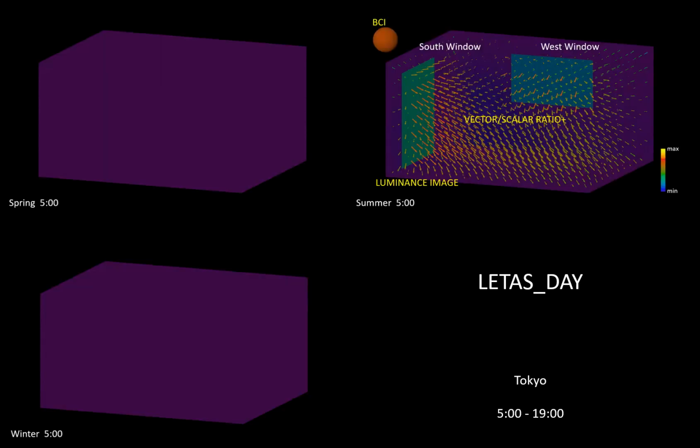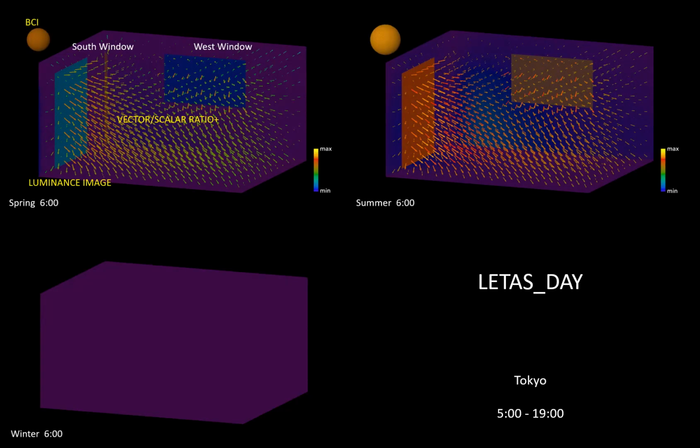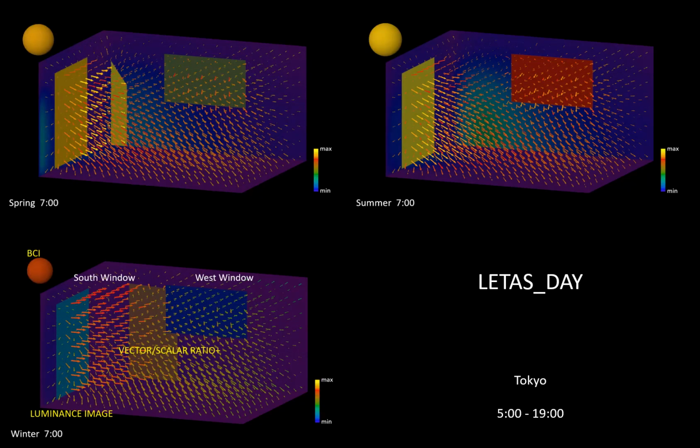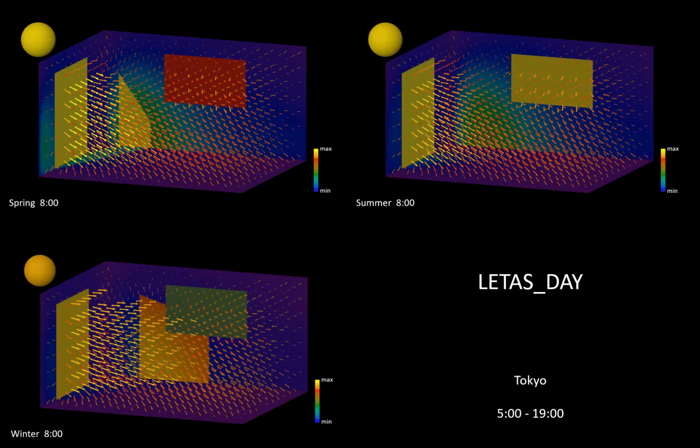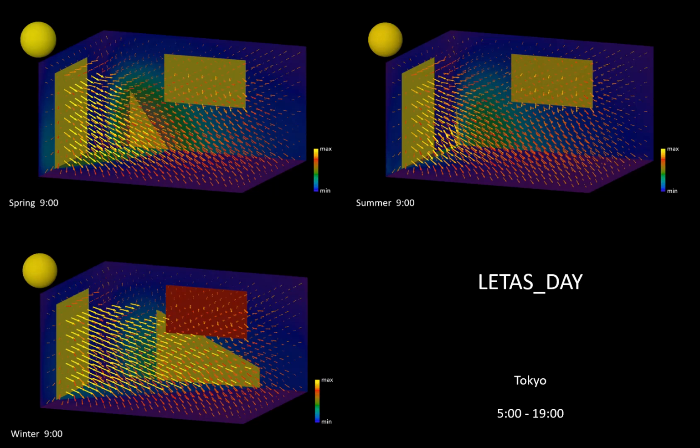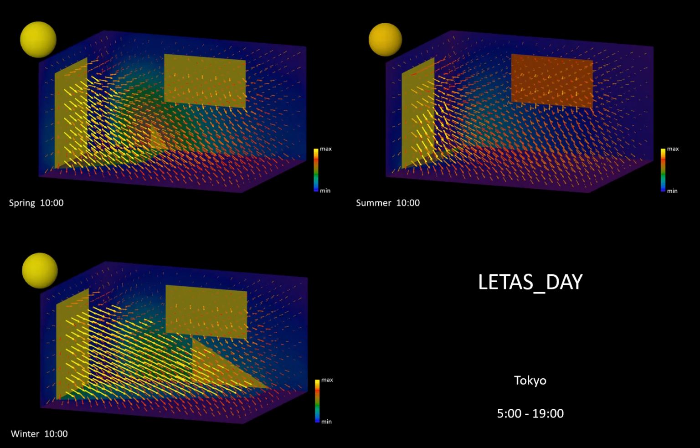Here, we compared the luminous environment of the entire room under daylight using the LETAS. This is a comparison of the vernal equinox, summer solstice, and winter solstice when windows are installed on the south and west sides.